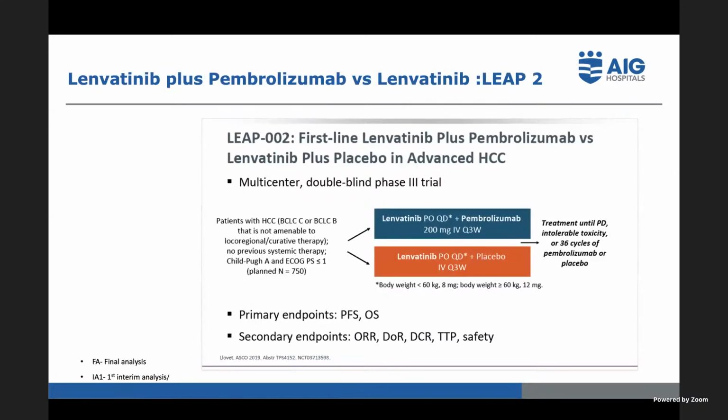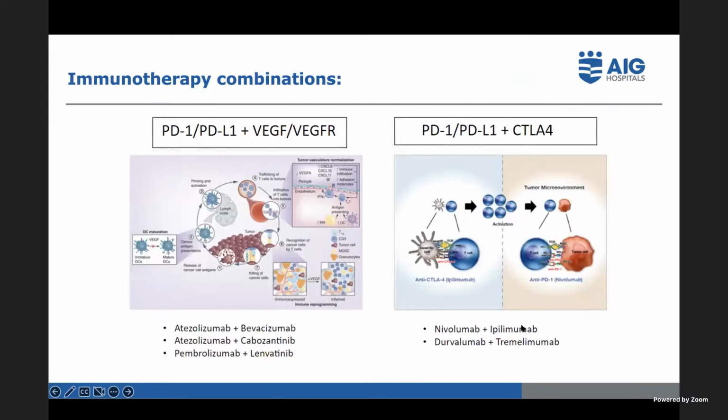So there are other drugs coming up now, like lenvatinib plus pembrolizumab versus lenvatinib. This is the LEAP trial, which has similar endpoints, and this is a study which is ongoing. There are a lot of studies coming, so I won't be going into the details of all the studies. So this is atezo-bevar, atezo-cabozantinib, pembrolizumab, lenvatinib, and this is one study which is in advanced stage, that is the durvalumab, tremelimumab. So all these immunotherapy studies will be soon coming out.